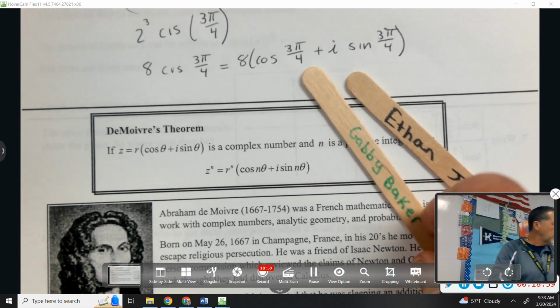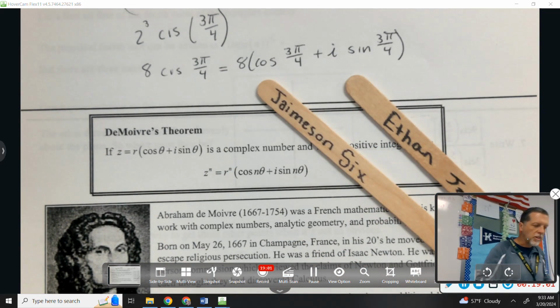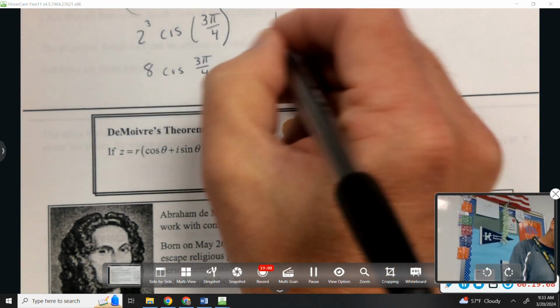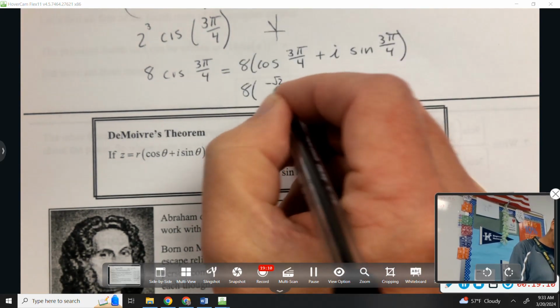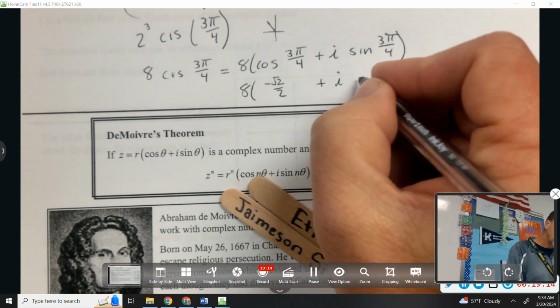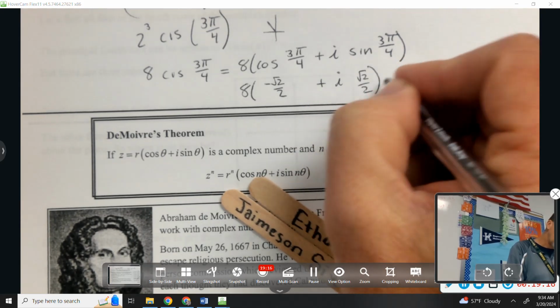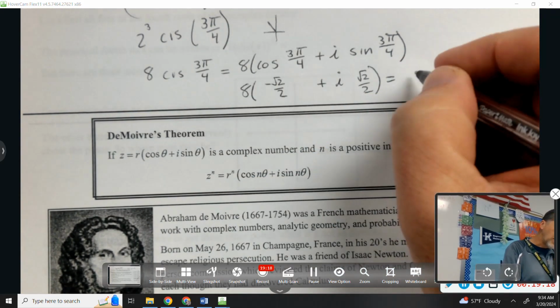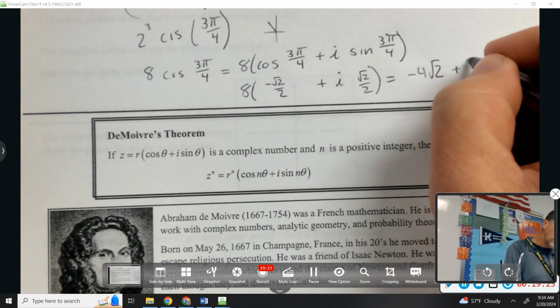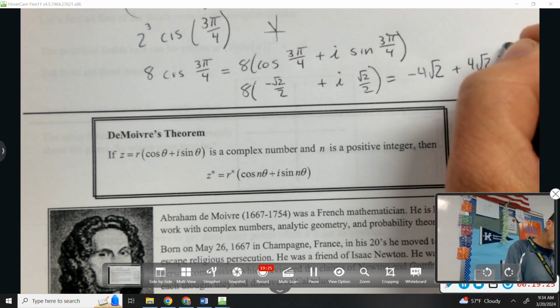Gabby's not here. Jameson's here. Jameson, how about the cosine of 3 pi over 4? Yes. And Ethan, the sine of 3 pi over 4? Positive root 2 over 2. Distribute the 8. Negative 4 root 2 plus 4 root 2 i.